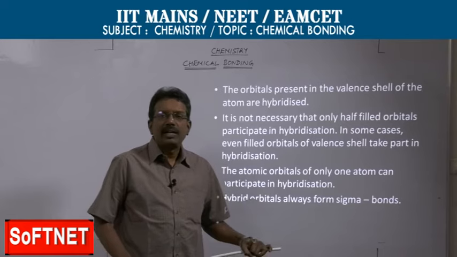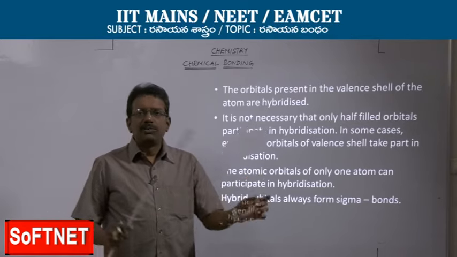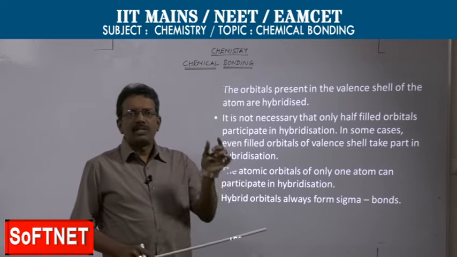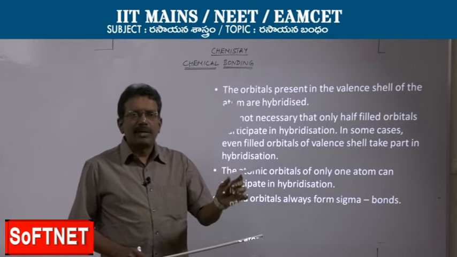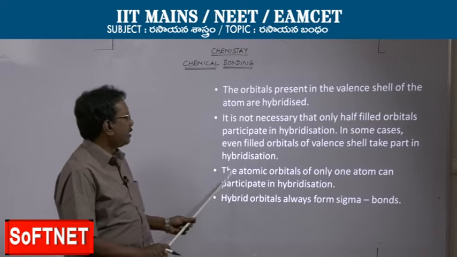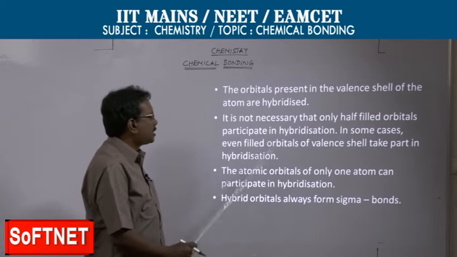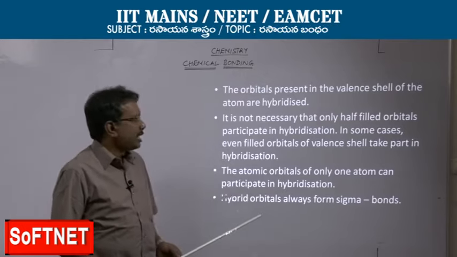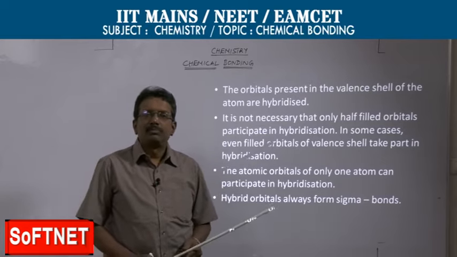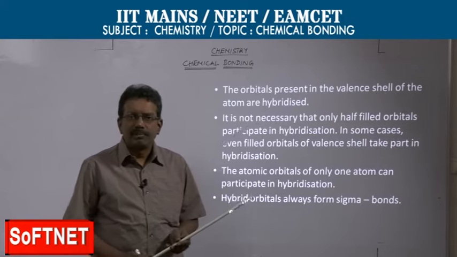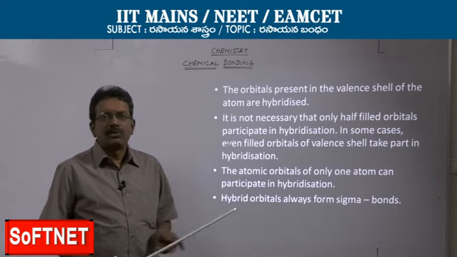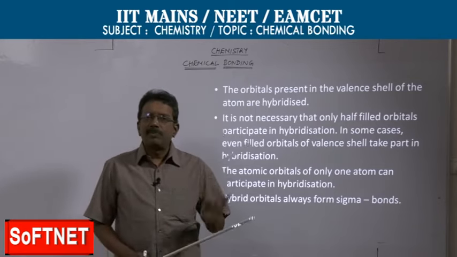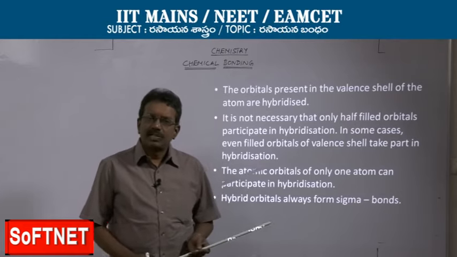Next, ఇంకో ముఖ్యమైన విషయం ఏంటంటే ఒక ఆటంలో ఉన్నటువంటి ఆర్బిటాల్స్ వేరే ఆటంలో ఉన్నటువంటి ఆర్బిటాల్తో హైబ్రిడైజ్ అవ్వవు. అంటే ఒక ఆటంలో ఉన్నటువంటి వాలెన్సీ షెల్లో ఏవైతే ఆర్బిటాల్స్ ఉంటాయో అవి మాత్రమే హైబ్రిడైజేషన్ ఇన్వాల్వ్ అవుతాయి. ఇస్ గివెన్ హియర్. The atomic orbitals of only one atom can participate in hybridization. Next, in the beginning postulate, I told that these hybrid orbitals form most stable bonds when compared to pure atomic orbitals. In addition to that, one more conclusion is these hybrid orbitals always form sigma bonds. But in the case of pure atomic orbitals, they can form sigma bonds as well as pi bonds.